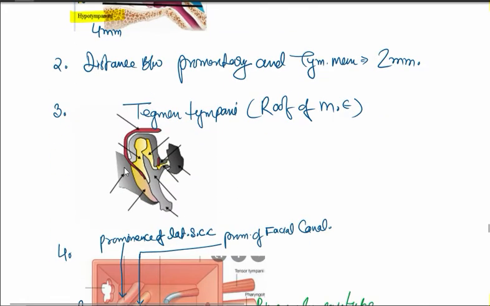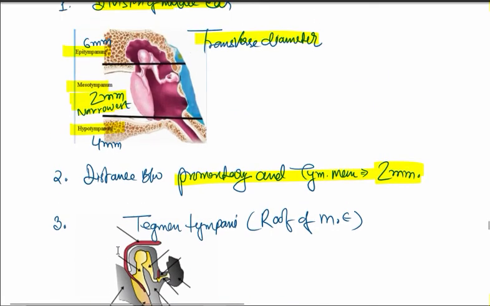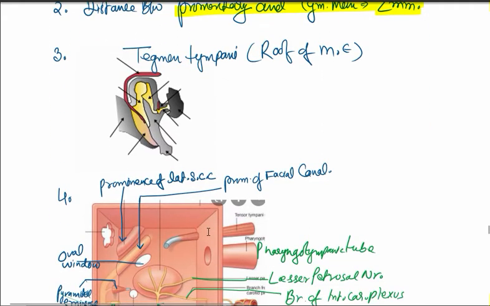Next point, the distance between the promontory and the tympanic membrane is 2 mm, and this corresponds to the mesotympanum. So what is this structure? This one in the diagrammatic presentation here is the tegmen tympani. This is the roof of the middle ear.